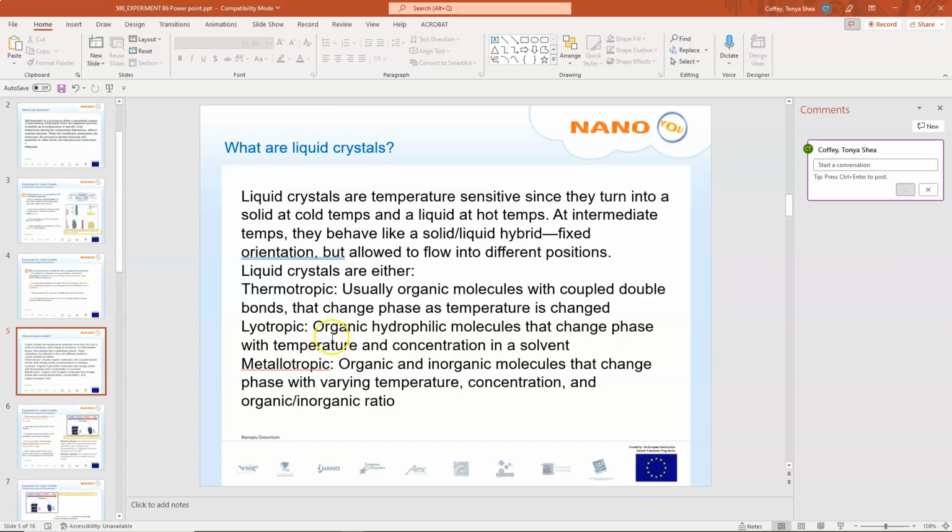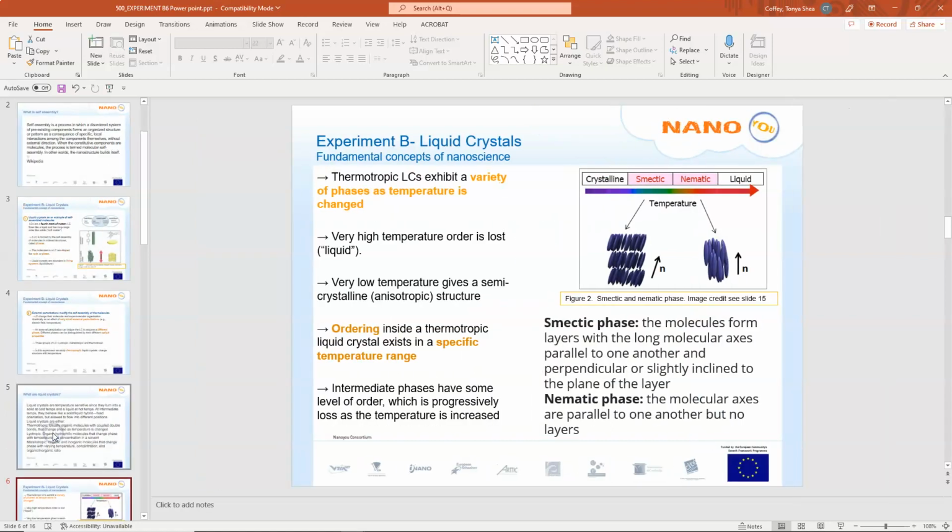Of course, that means that they're composed of carbon. But with the metallotropic, you can have organic and inorganic molecules. And then the organic-inorganic ratio can also change the structure and cause phase changes.